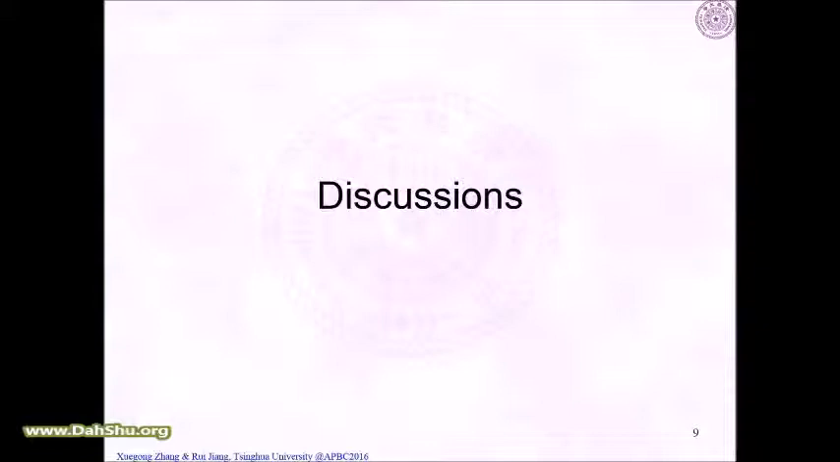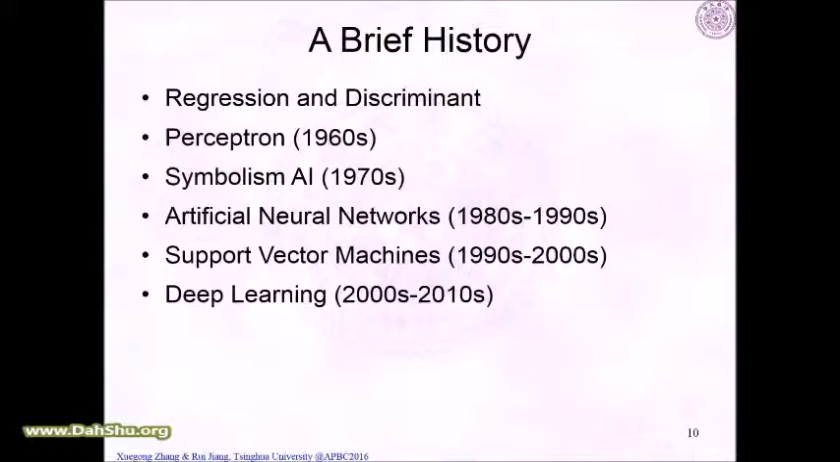Now let's come to the end, where we have discussion. Actually, I didn't talk much about the history of all these methods. It's quite interesting, so let's have a very quick review. Regression and discriminant analysis were studied in statistics quite long ago. Really, the machine learning idea starts from the 1960s when Rosenblatt introduced the perceptron. At that time, the topic became hot for a little while.